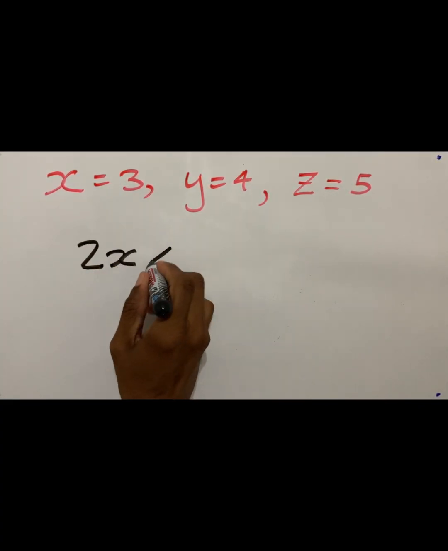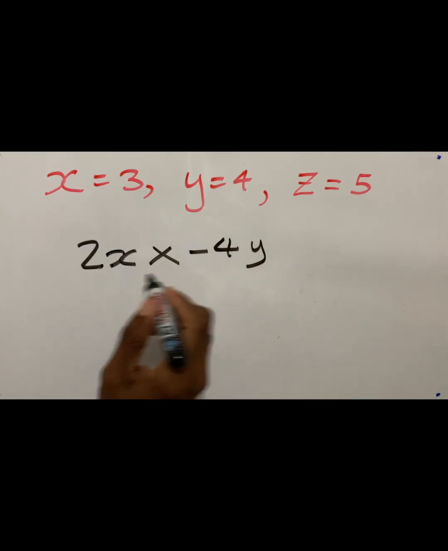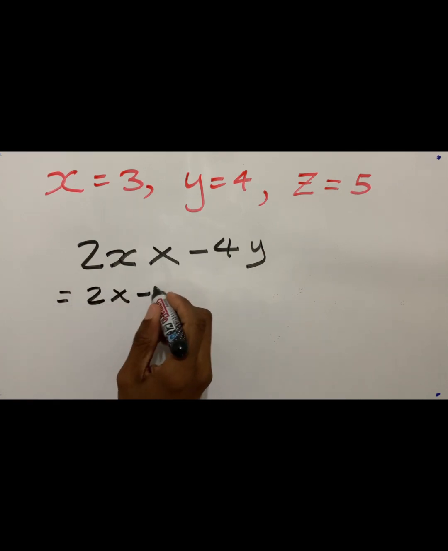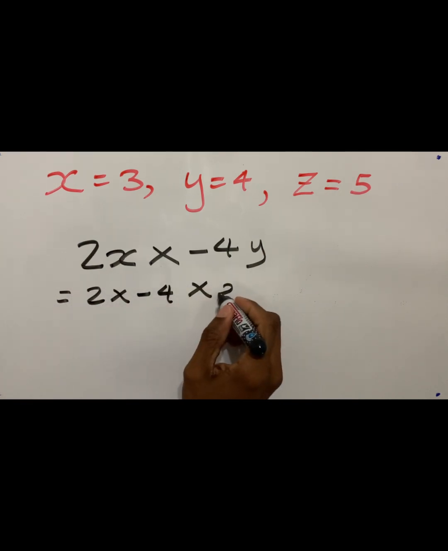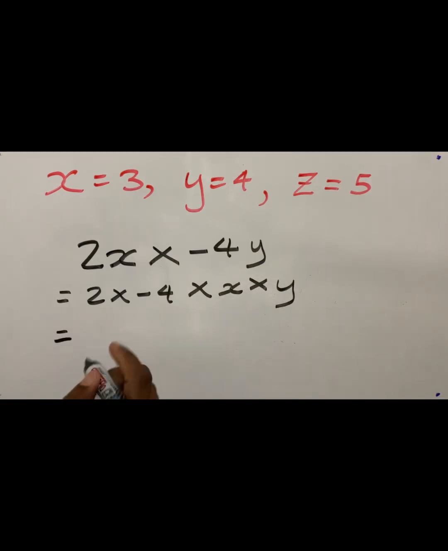We have 2x times a negative 4y. This is equal to 2 times a negative 4 times x times y, which is equal to 2 times 4, we get a negative 8xy.